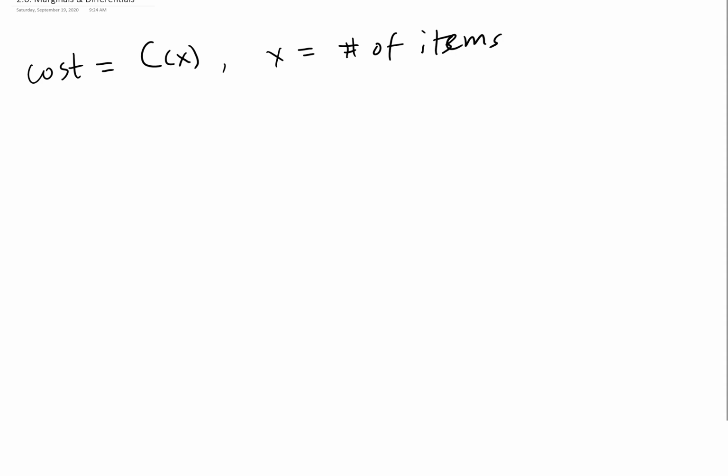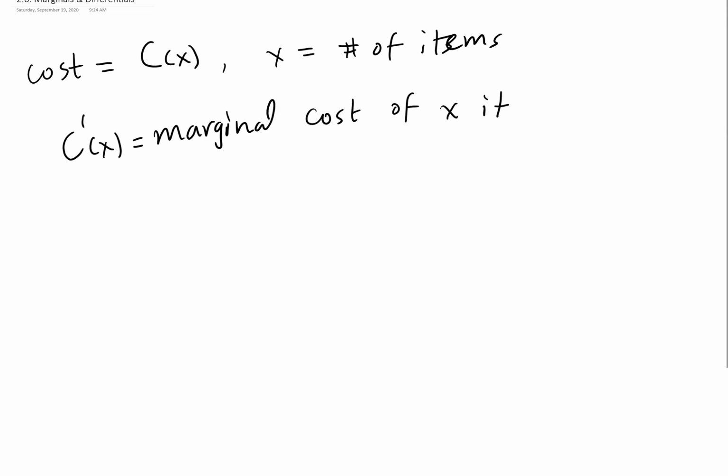If we find C prime, so the derivative of the cost function, it will give us what we call the marginal cost of x items. And the marginal cost can be approximated by finding capital C of x plus 1 minus capital C of x.